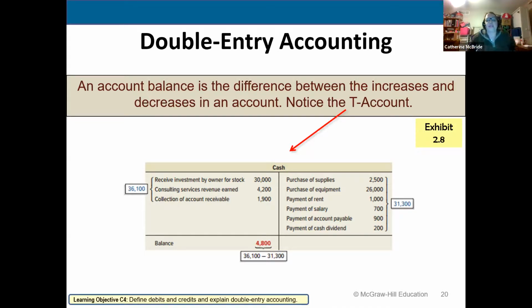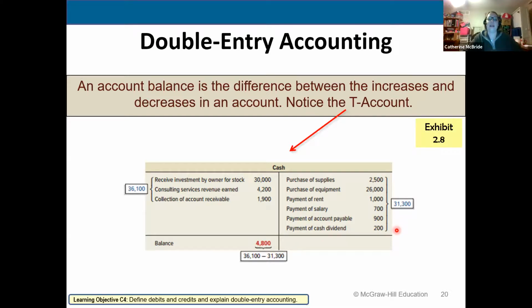So when I'm looking at this T account, I'm figuring out what is the balance. So cash is an asset. An asset is increased with a debit and decreased with the credit. So I got an owner made an investment. I increased cash 30,000. I got consulting fees. I increased it another 4,200. I collected a receivable. I increased it 1,900. These are all of the decreases for supplies and equipment and rent. Those are all the things I spent cash on.